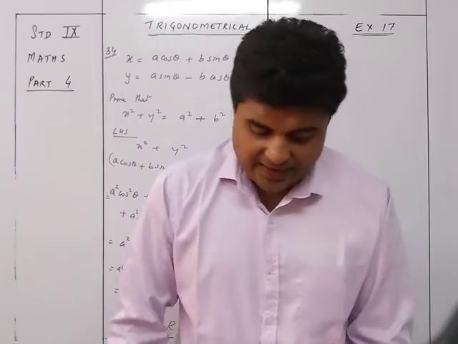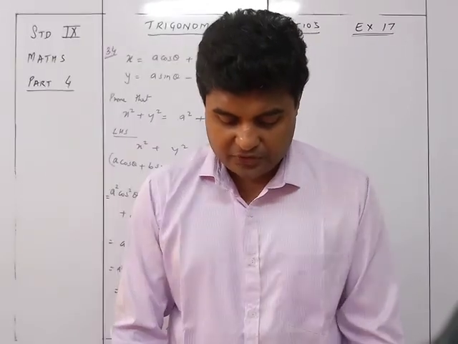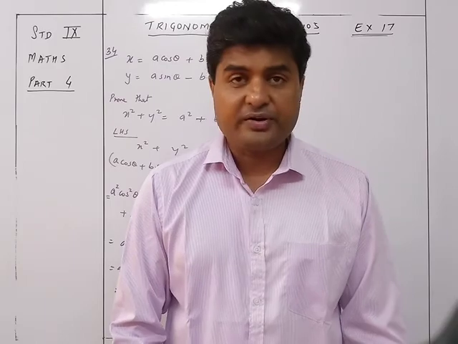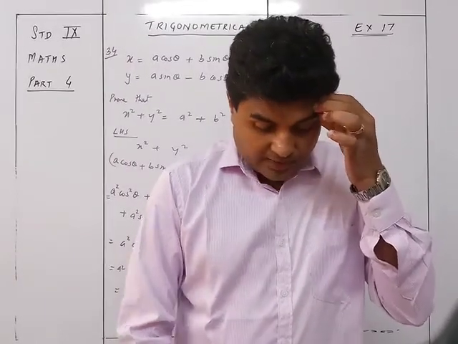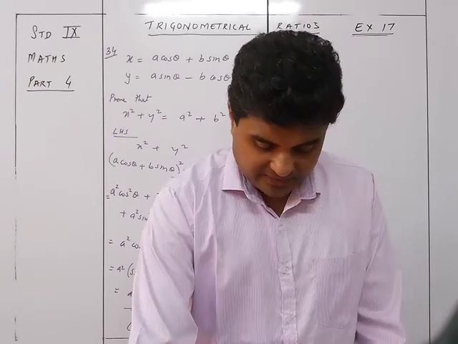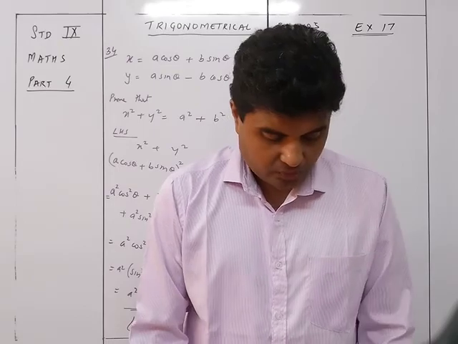Right, so this is the end of the first chapter of trigonometry, that is trigonometric ratios. I did trigonometric ratios in 4 different videos. So exercise 17 is completed. Yeah, very easy. You can easily understand this properly. Okay, so we'll stop here.